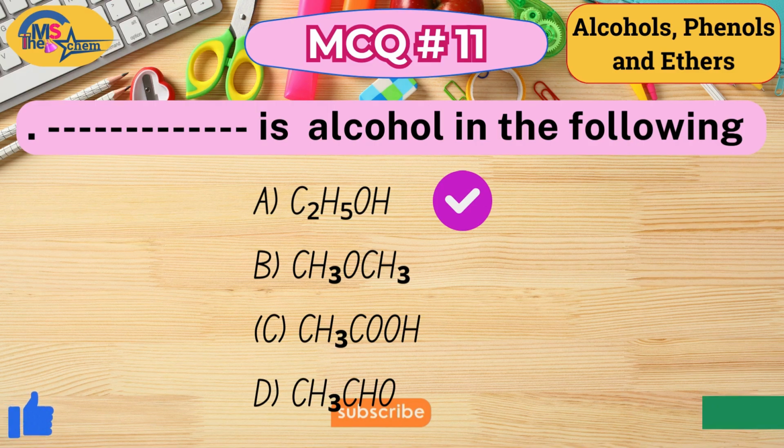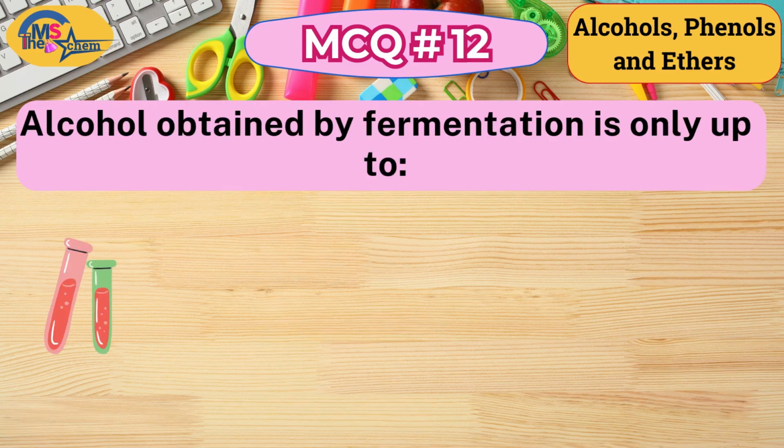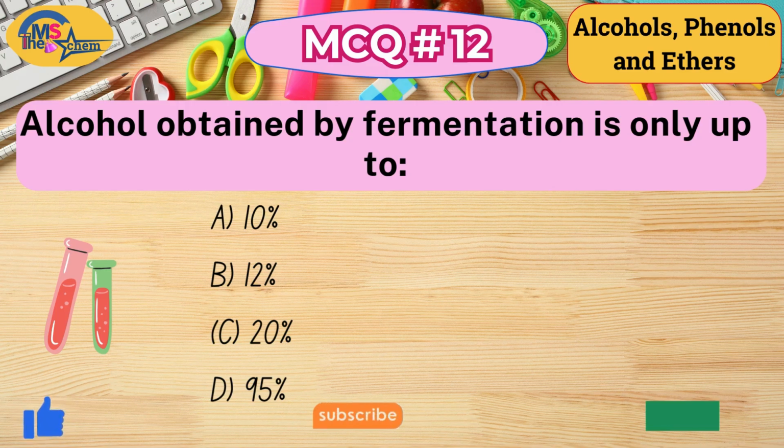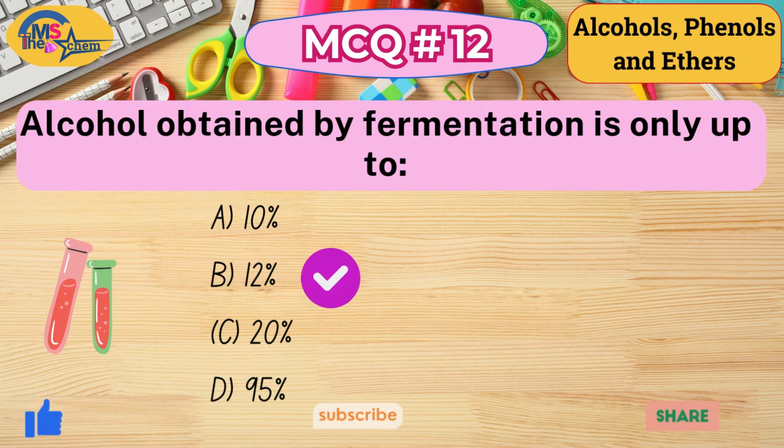And question 12 is alcohol obtained by fermentation process is only up to. Here are the percentages given: option A 10%, option B 12%, option C 20%, and option D 95%. The true answer to this question is option B, 12%.